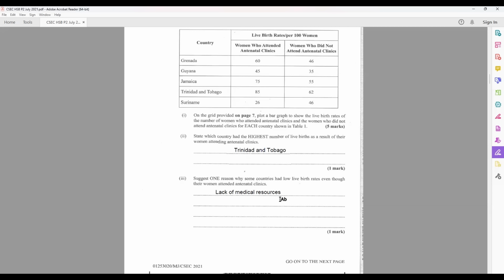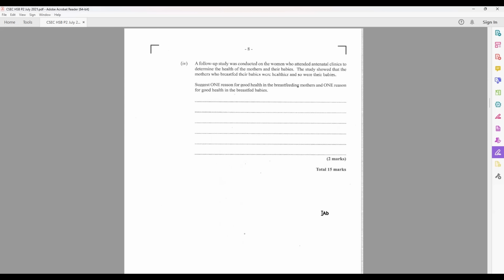And another simple one that you could have given is a lack of education, with respect to how knowledgeable persons are to seek treatment, antenatal treatment, how developed the nation is, how developed the country is. That all surrounds education. And the antenatal clinics to determine the health of the mothers and their babies.